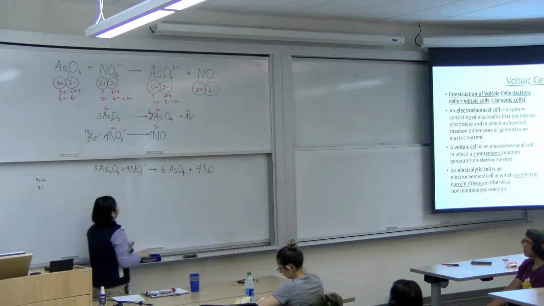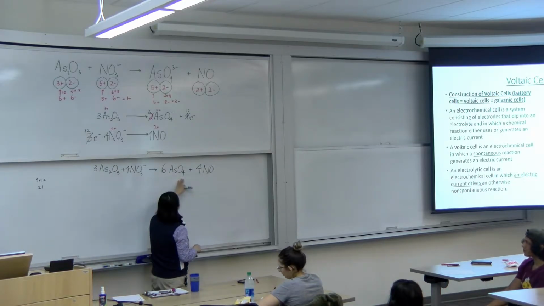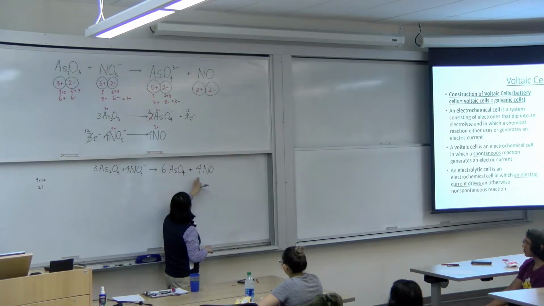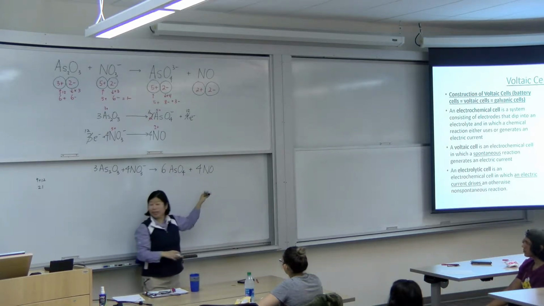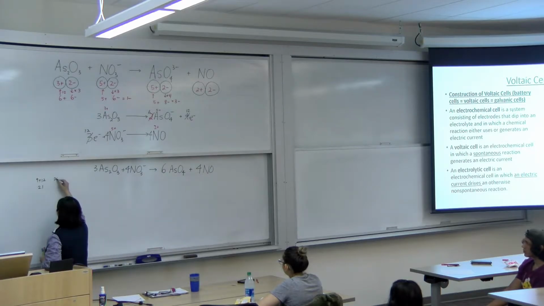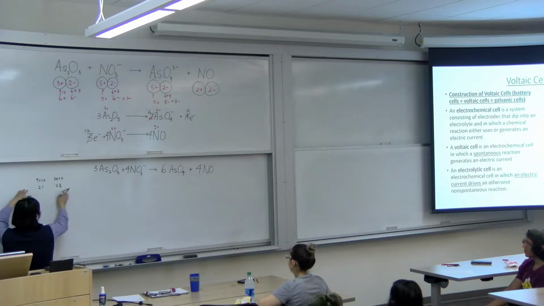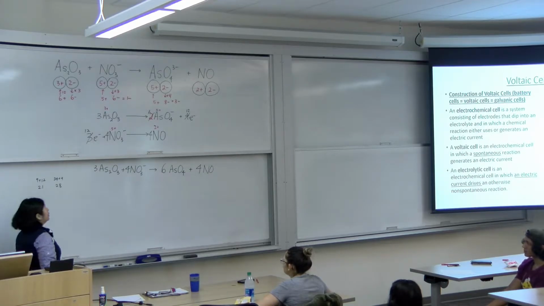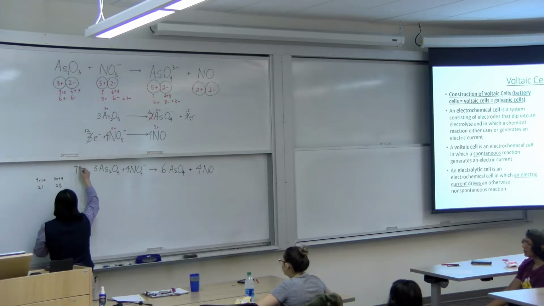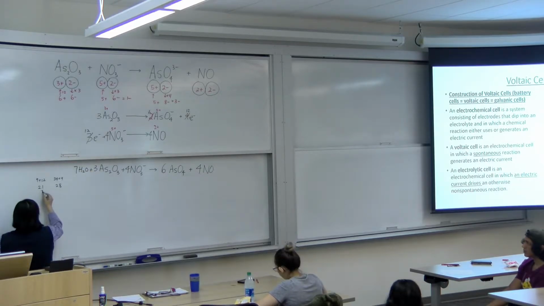All right. How many oxygens on this side? 20. Wait, 6 plus 4 is 24. Sorry, 24. Plus 4 is 28. So the oxygen is 21, 28. So I need 7 H2Os. Very good. Okay? Because I add 7, I should get 28 and 28.